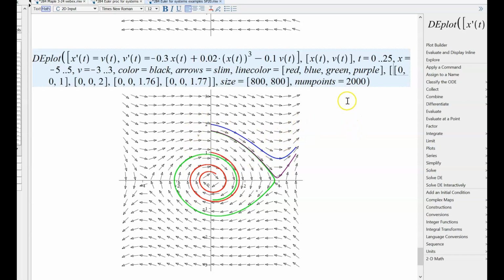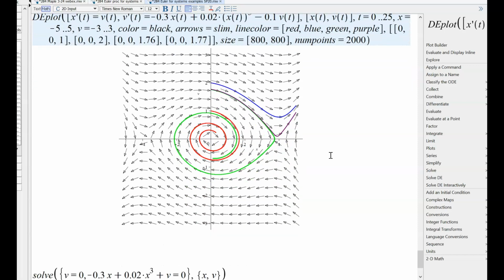What's pretty interesting is looking at the difference between the 1.76 and the 1.77, which I've colored in green and purple respectively. The 1.76 is the one in green. That goes towards this equilibrium point, which we'll talk about in a second, and then it starts to spiral in towards the origin. The other one goes there and then bounces away. So again, really sensitive to those initial conditions.